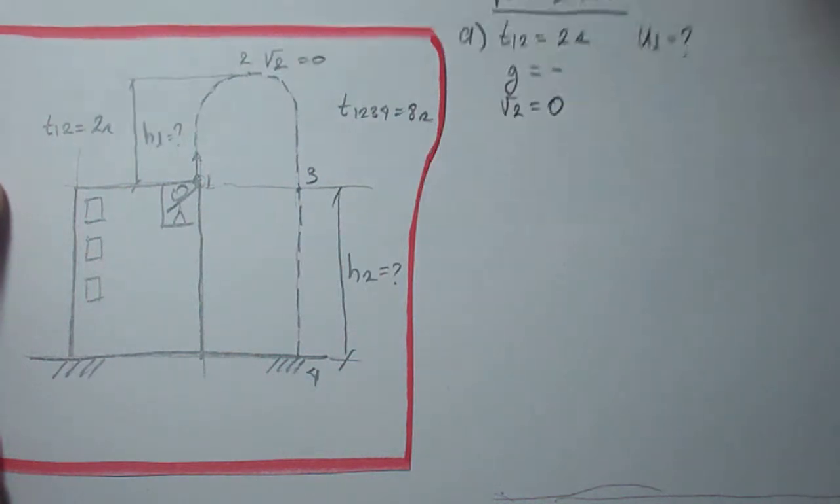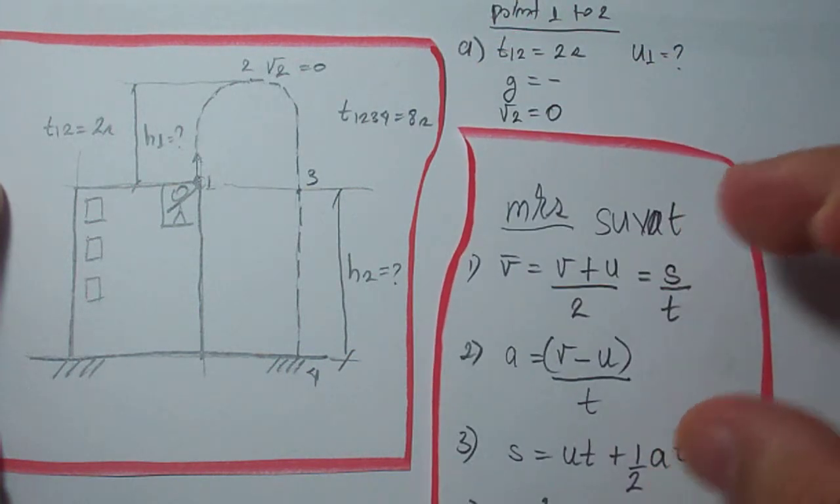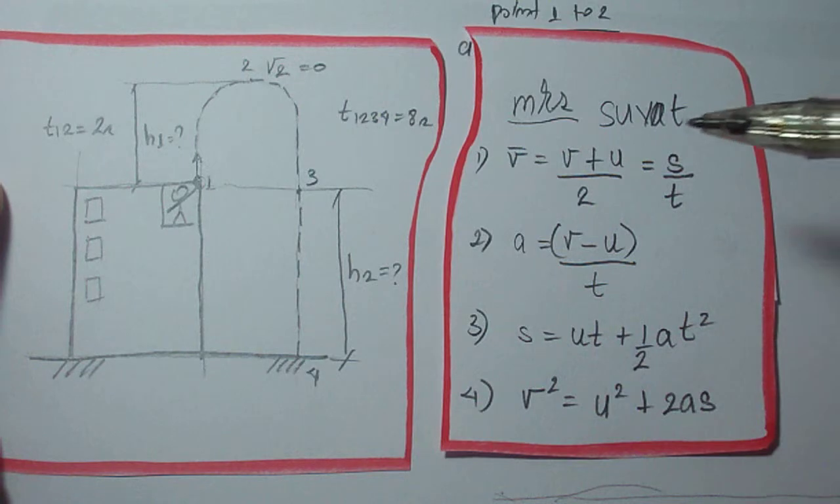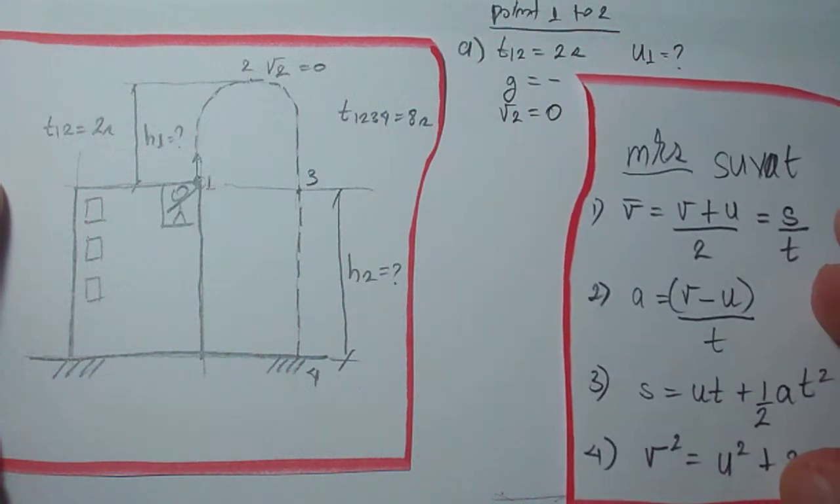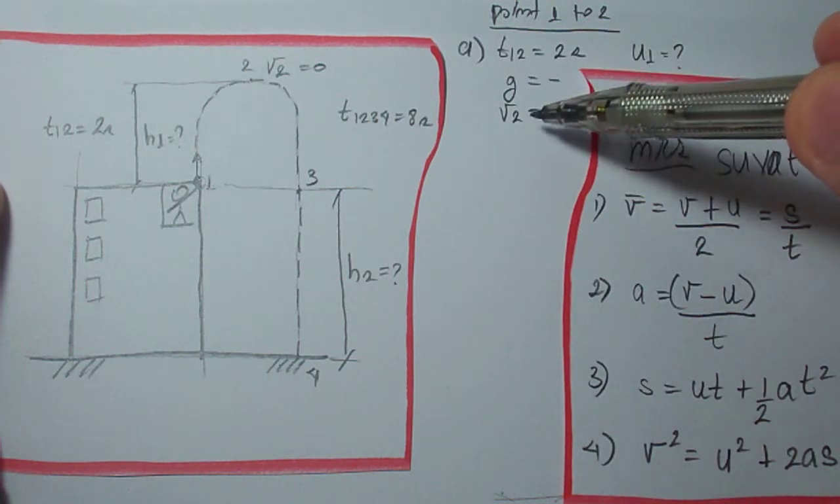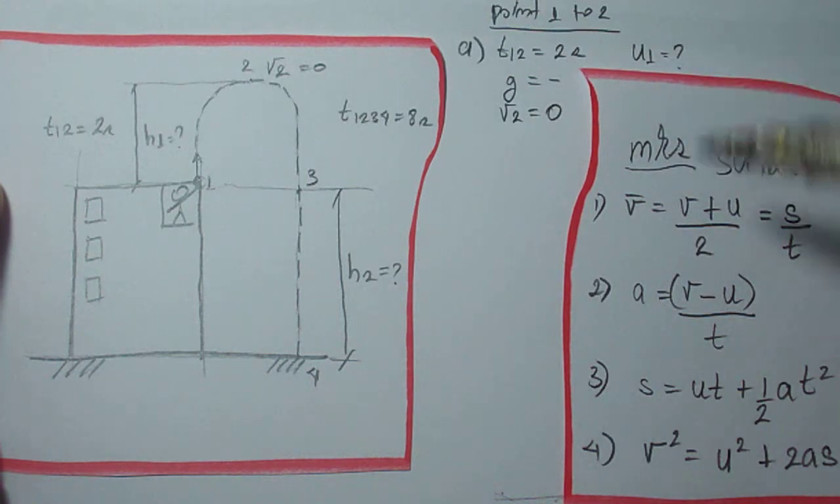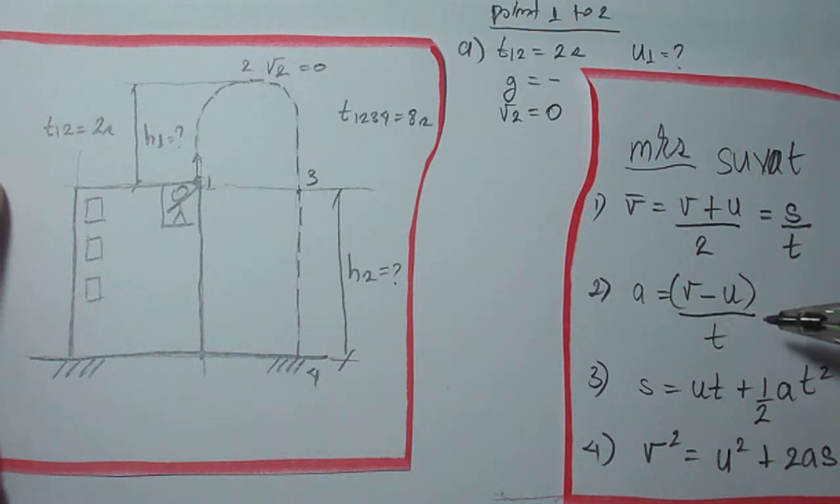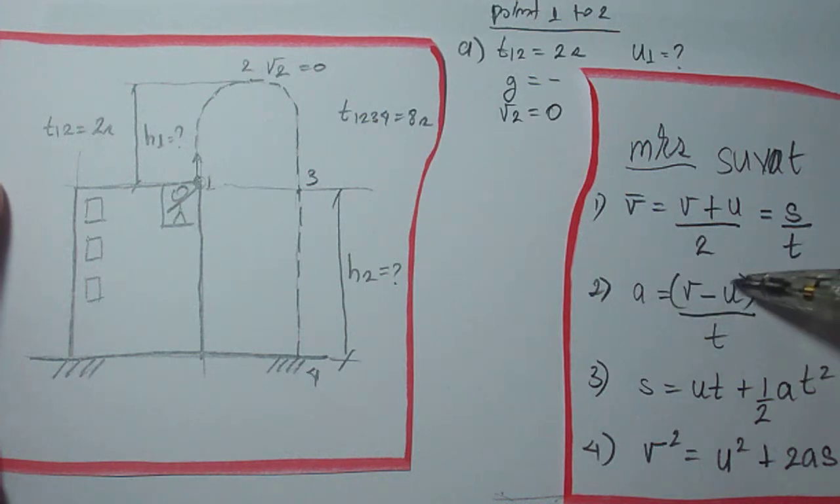If we look at the equations of motion, or the SOVAT that we have, among the equations here, what we have is the acceleration, we have the final velocity, we have the time, and we're looking for the initial velocity. And equation number 2, which defines acceleration, would be proper to make use of, because you have the acceleration, you have the time, you have the final velocity, but you don't have the initial velocity.